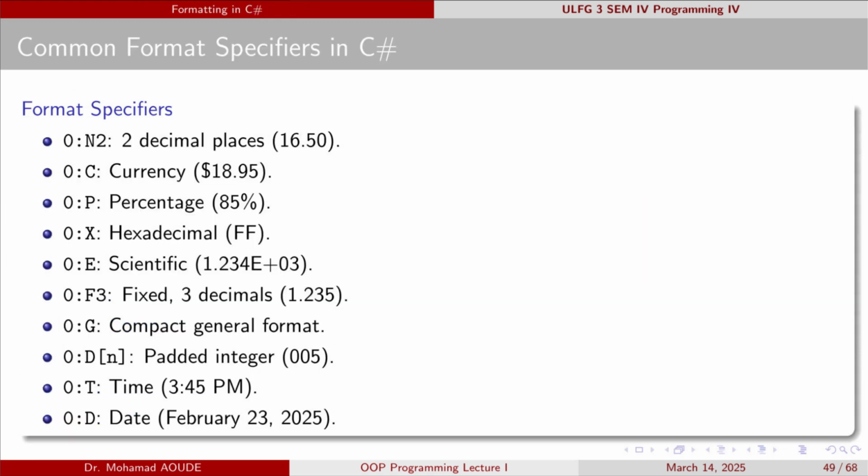Finally, when displaying results, you want them to look good. C# offers rich format specifiers like N2 for 2 decimal places, C for currency format, P for percentage, X for hexadecimal, E for scientific notation, F3 for fixed point with 3 decimals, and more. Mastering these makes your program outputs professional and readable.